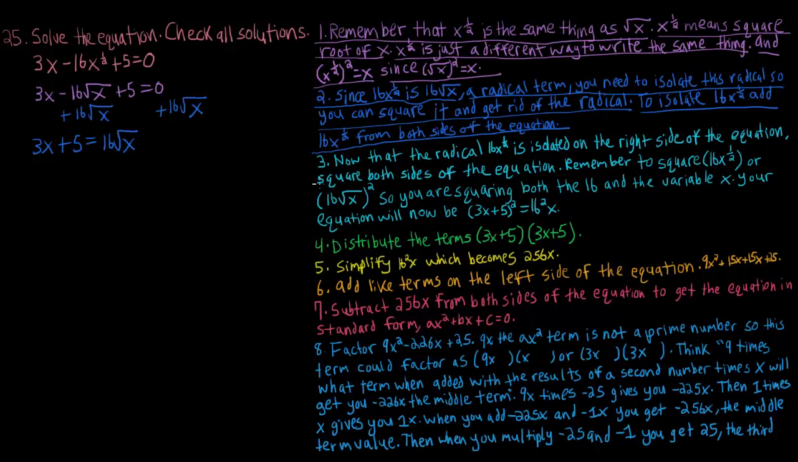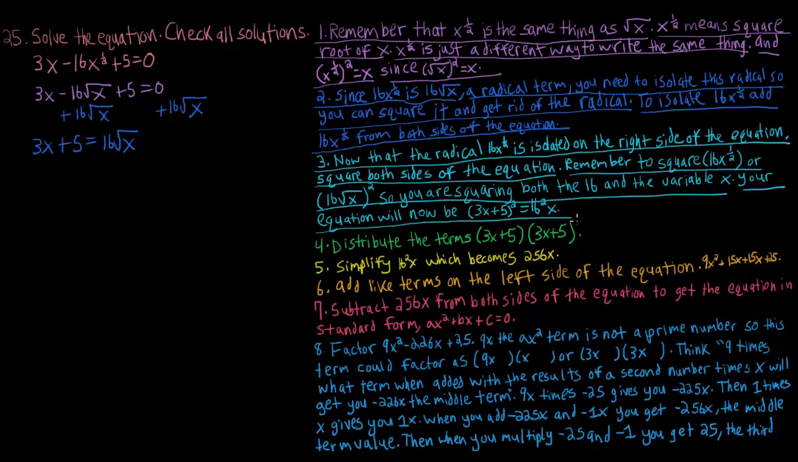Now that the radical 16x to the half power is isolated on the right side of the equation, square both sides of the equation. Remember to square 16 square root of x, so you are squaring both the 16 and the variable x. Your equation will now be (3x plus 5) squared equals 16 squared x. So we're just trying to get rid of the radical. So we need to square.